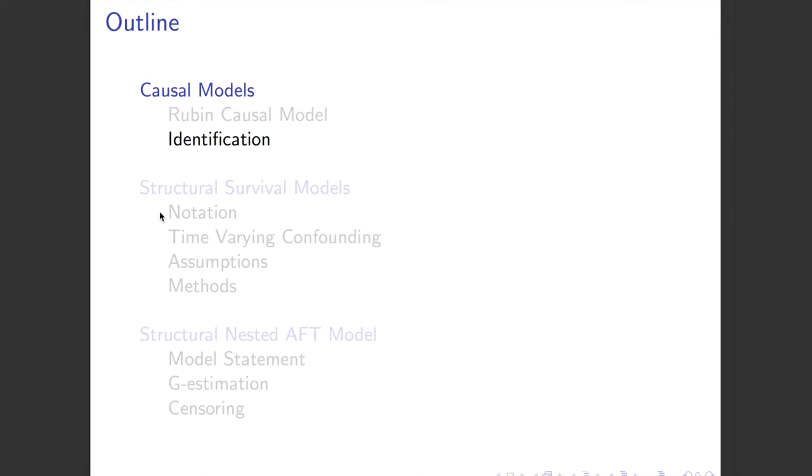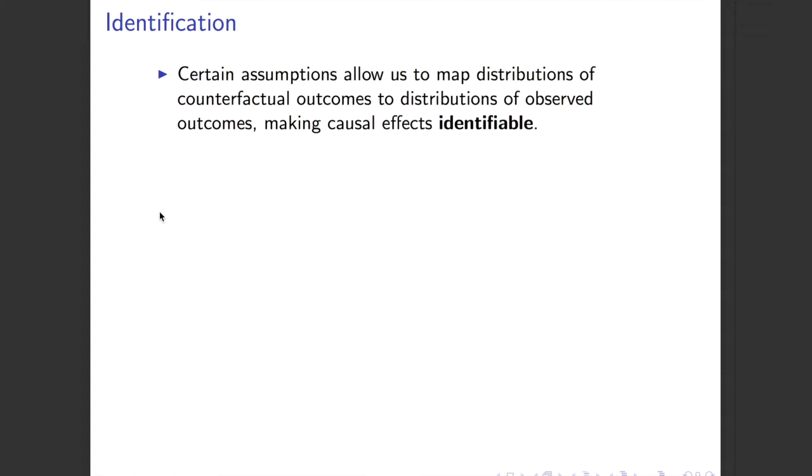So identification. As we just mentioned, you don't observe everyone's outcomes. If you're treated, we don't observe when you're not treated. So how do we identify the causal effect? Certain assumptions allow us to map distributions of counterfactual outcomes to distributions of observed outcomes, making these causal effects identifiable, right? Because the causal effect is going to be some function of a distribution of counterfactual outcomes.